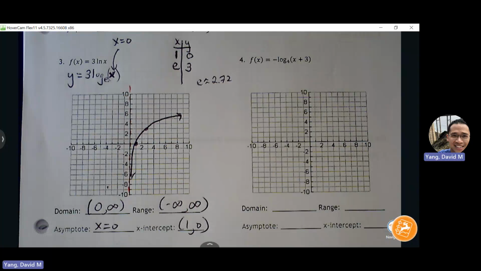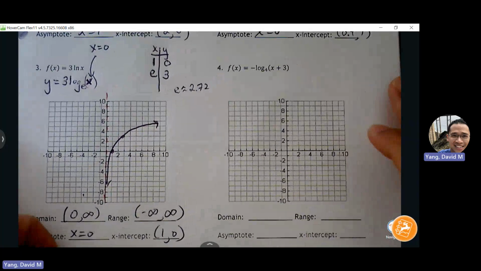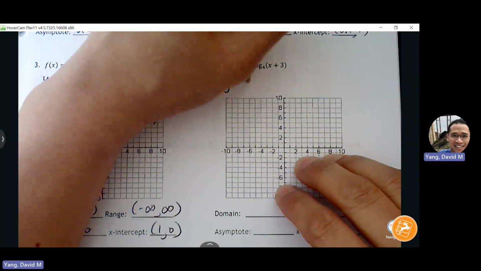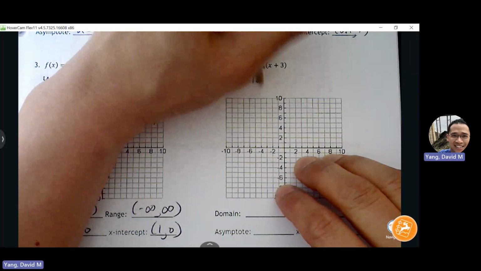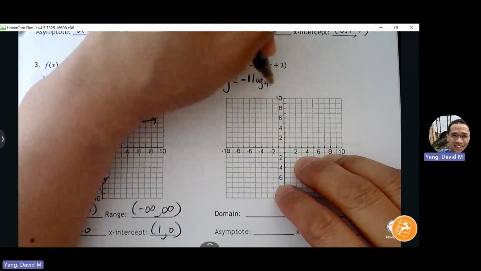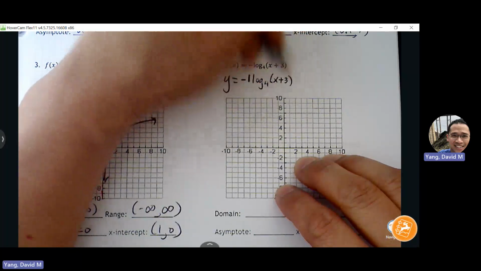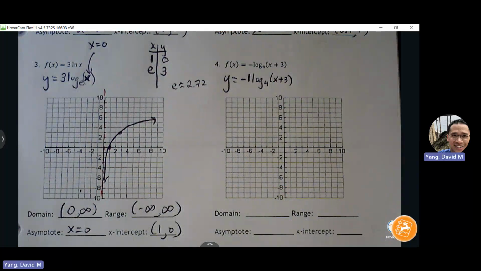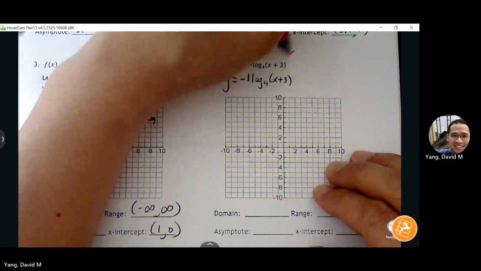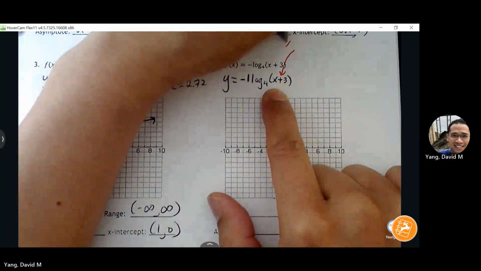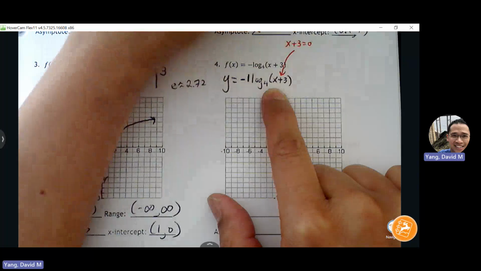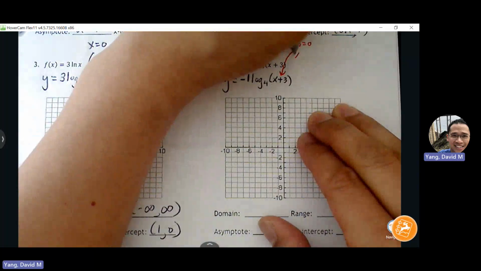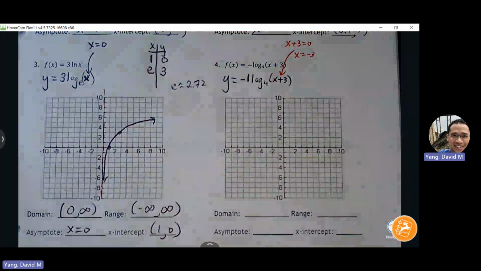Okay, last one here. y is equal to negative log base 4 of x plus 3. Maybe if it helps, you may want to put a negative 1 here. You don't have to, but just so you can remind yourself, you have to multiply by negative 1 before you get to the y. How do I find the vertical asymptote? Set x plus 3 equals 0. Whatever causes my parentheses to be 0 is where my asymptote is. So x is negative 3. That's my asymptote.